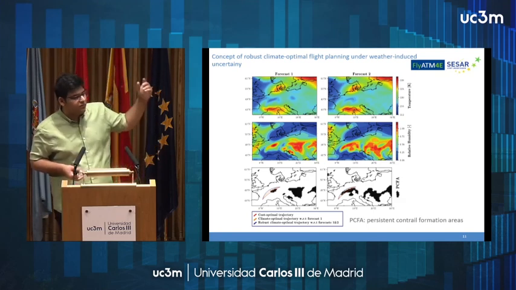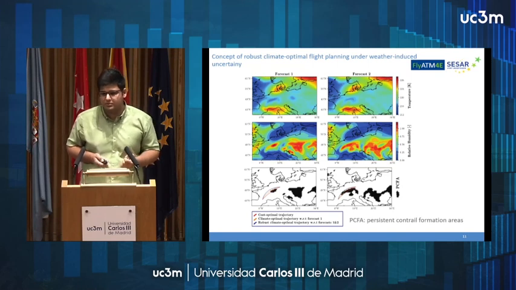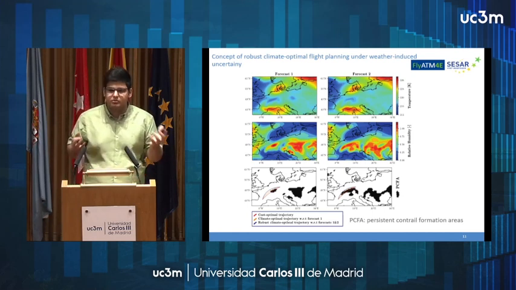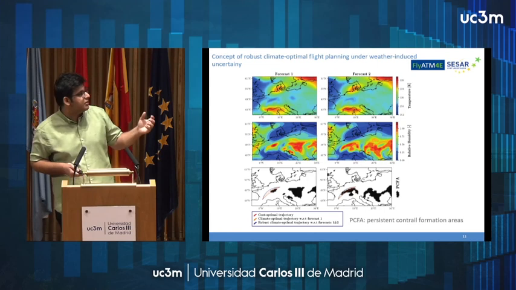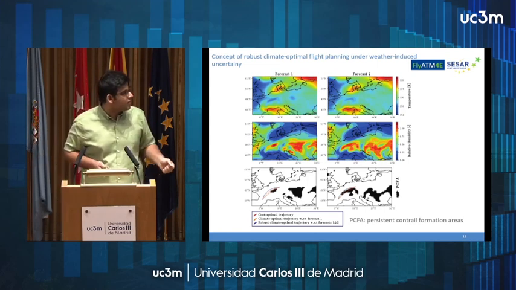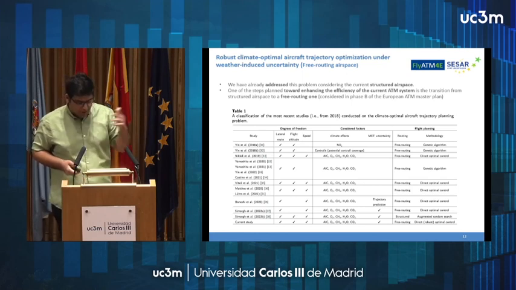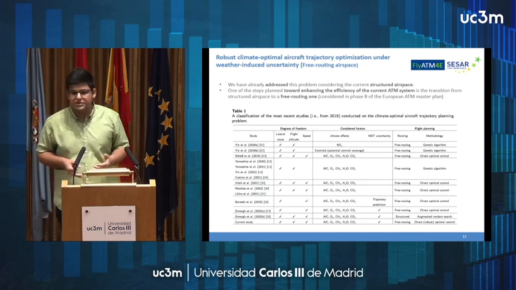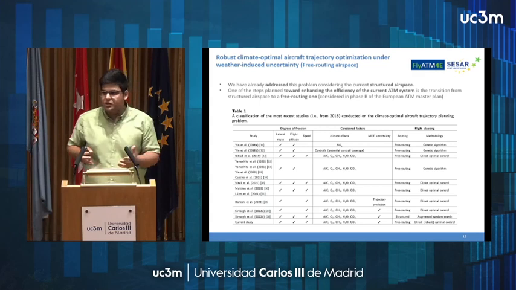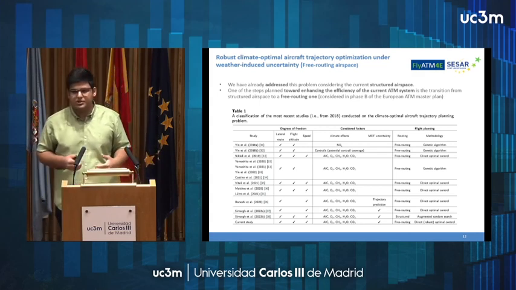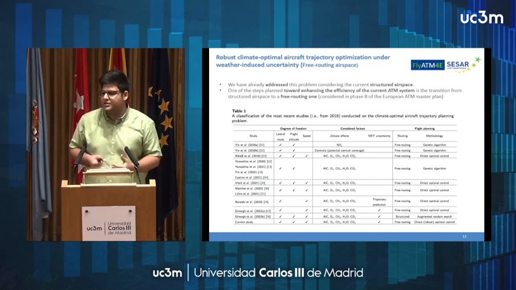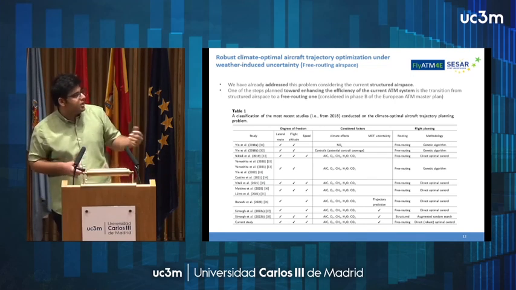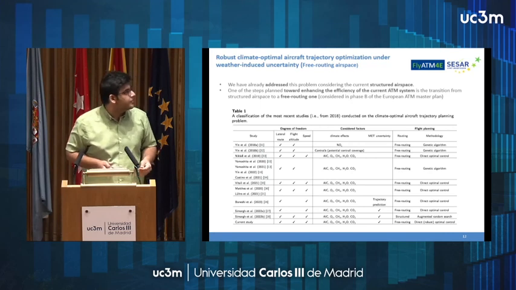So if we include, for example, one of them in the flight planning and solve a deterministic optimization, we may lose the mitigation potential. So the best approach is to consider all possibilities, which is characterized using the ensemble prediction system, to determine robust trajectories. In this respect, we already solved this problem for the structured airspace, which was presented last year. But to increase the efficiency of the air traffic management system, we need to move toward free routing operations, which allows us to plan trajectories more flexibly. So here we are using different approaches to solve climate optimal trajectory planning under weather-induced uncertainty.